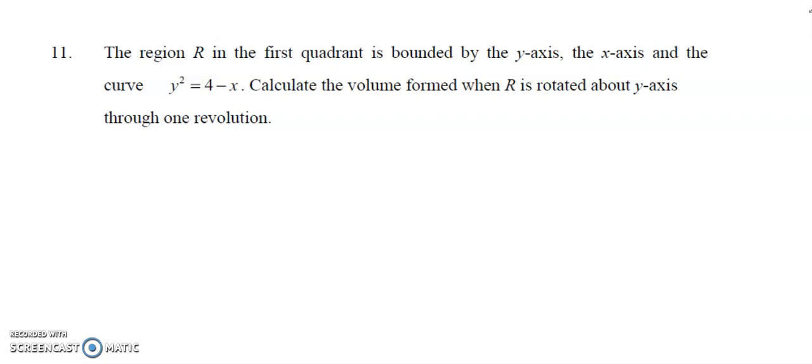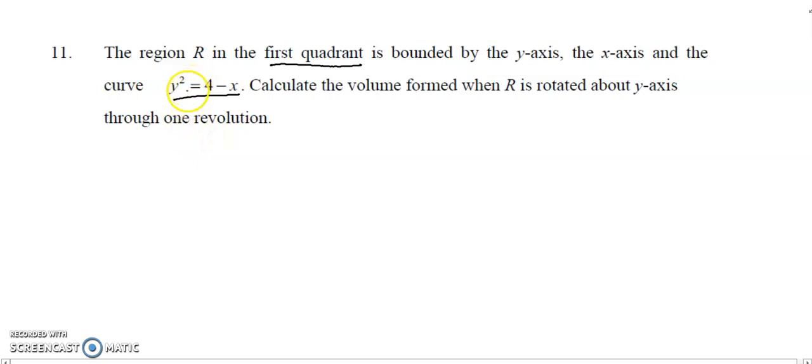Hi everyone, continuing from the previous video. We are going to find the volume of the solid of revolution. So we need to find the region R in the first quadrant. These are the keywords, just highlight them: first quadrant, which is bounded by the y-axis, x-axis, and the curve. Calculate the volume formed when R is rotated about the y-axis through one revolution.